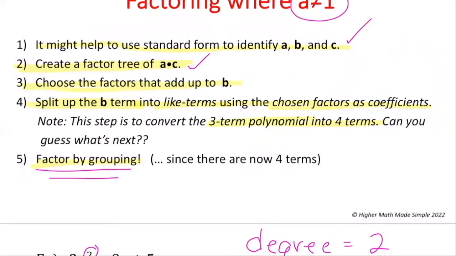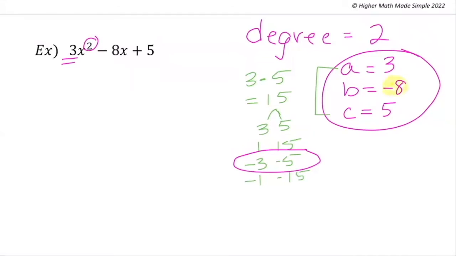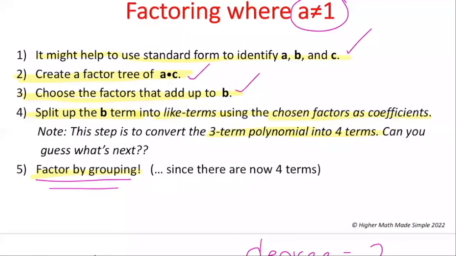So step number 3 is we want the factors that add up to b. And again, what is the b coefficient? It's negative 8. So the reason why we've chosen these factors is because when I add them together, we end up with the b term, which is negative 8, right? This is b. So we have chosen the correct factors. Again, if you're doing this in a quiz or a test, just by doing this, you should be getting some points. Okay, so what are we going to do with those factors? We're going to use them as coefficients of the b term split up into like terms.